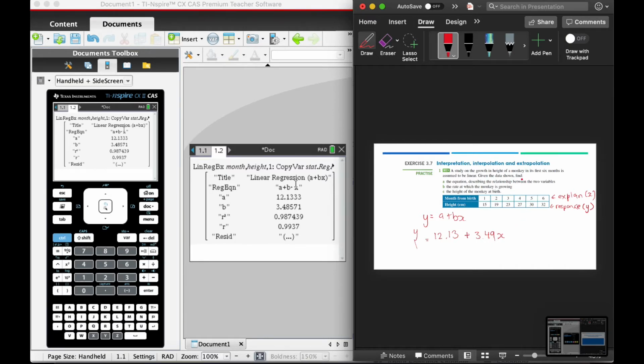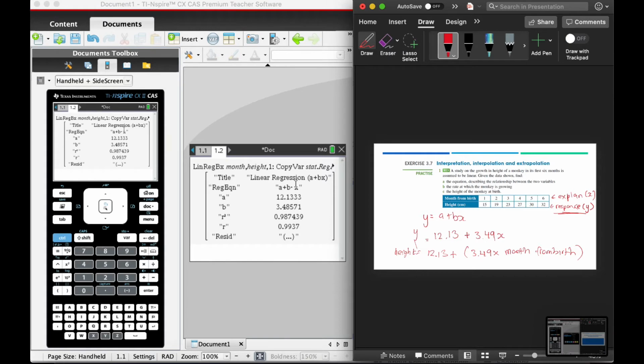Now, this is the answer, but what the question wants you to do is use the actual variables from the question. So instead of using y and x, let's use the actual variables. Your y, remember, represents height. So it's going to be height is equal to 12.13 plus, I'm going to use brackets, but you don't have to at all, 3.49 multiplied by x, which means the month from birth. And therefore, that is the answer for part A.